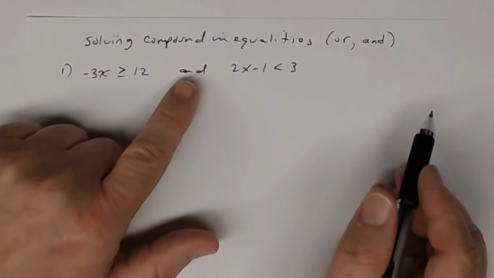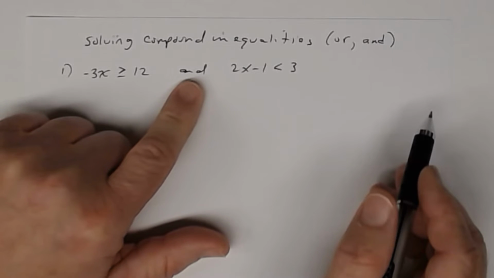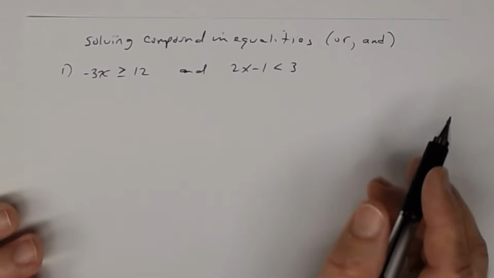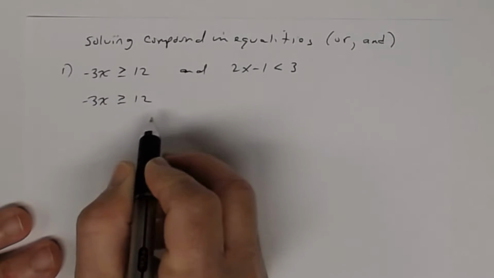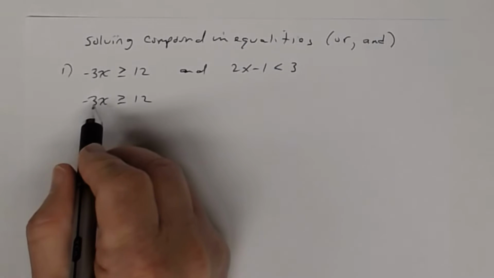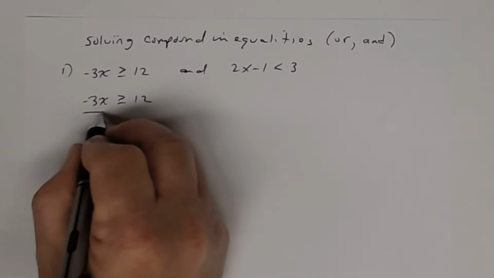In solving a compound inequality, you're going to solve each inequality individually first, and then look at the word that combines those two statements. So let's look at each one first. Let me rewrite this one over. I get negative 3x is greater than or equal to 12. Now remember, to get x by itself, I've got to divide by the coefficient of x, in this case negative 3.